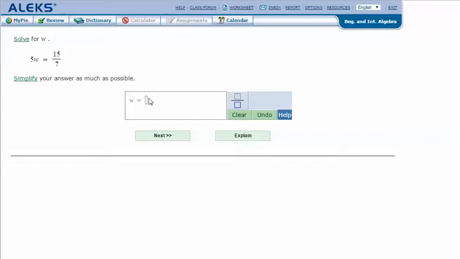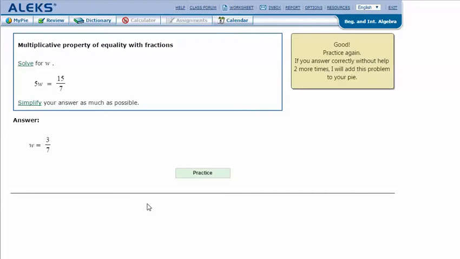In my ALEKS screen, type in the answer that I got in my notes, 3/7, and click Next. And it says that I got the correct answer.